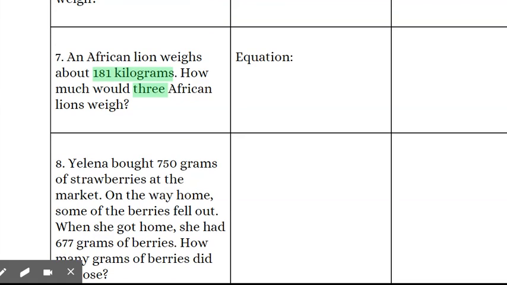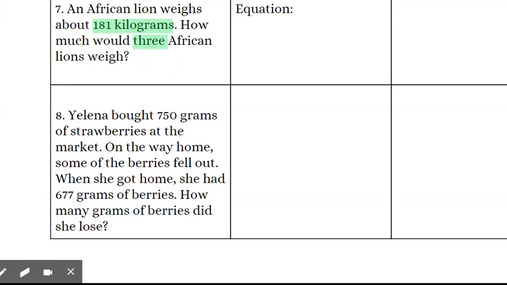Last one. Yelena bought 750 grams of strawberries at the market. On the way home, some of the berries fell out. When she got home, she had 677 grams of berries. How many grams of berries did she lose? So she had 750 grams. Some fell out. We don't know how many. And when she got home, there were 677 grams of berries left. So what you're trying to figure out is how many grams of berries fell out on her way home.